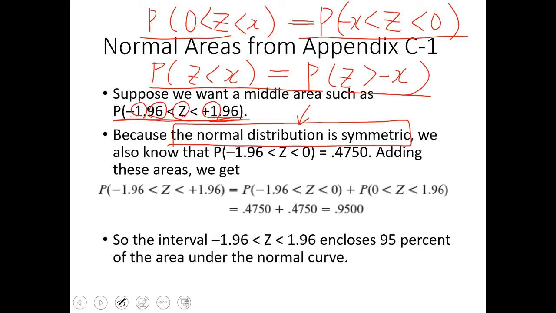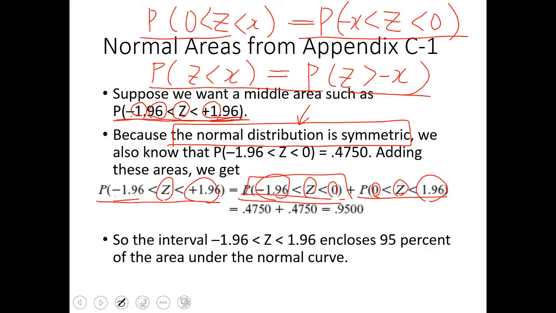So finally, the probability that z is between minus 1.96 and plus 1.96 is this. The probability that z is between minus 1.96 and 0, and the probability that z is between 0 and 1.96, are one and the same because of this property. So it is 0.475 and 0.475, and finally we obtain 95%.